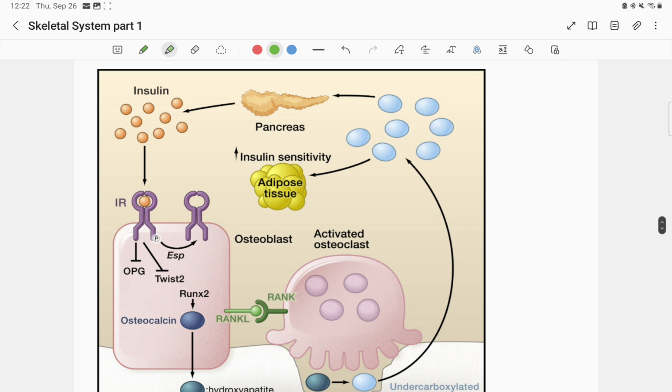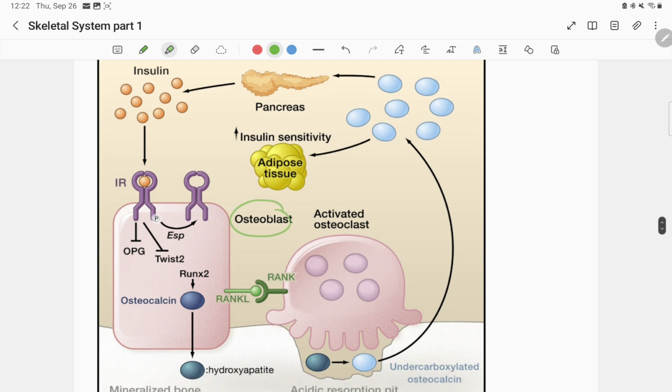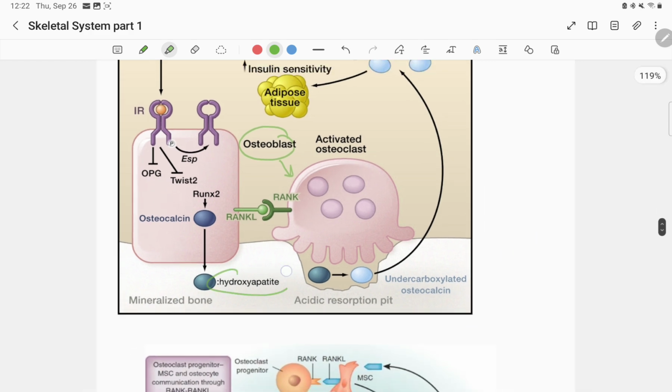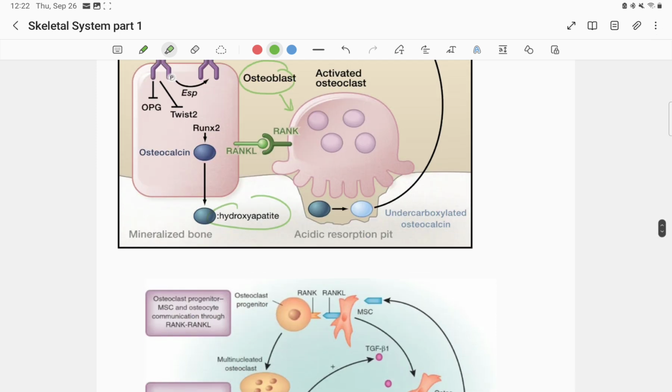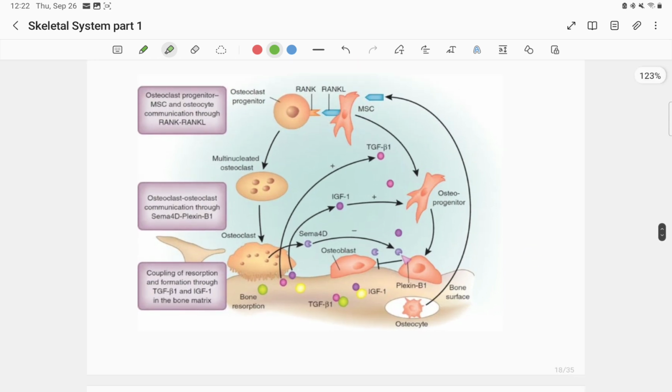Okay, so here's a couple pictures of an osteoblast and how it works. It's going to take your hydroxyapatite and the calcium and the other minerals in the body, and it's going to literally lay it down. It's going to help build bone. And there's your osteoblast.